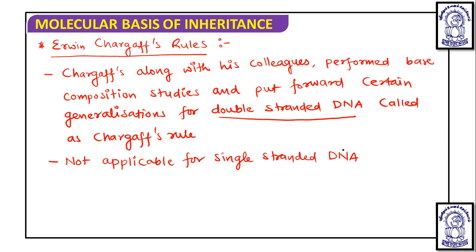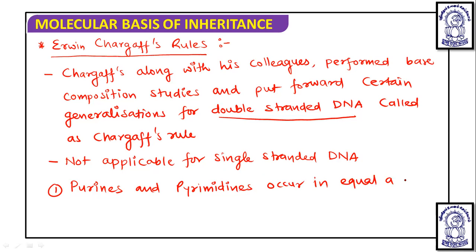For single stranded DNA, and if we talk about these rules, purines and pyrimidines occur in equal amounts. Dear students, purines and pyrimidines occur in equal amount.